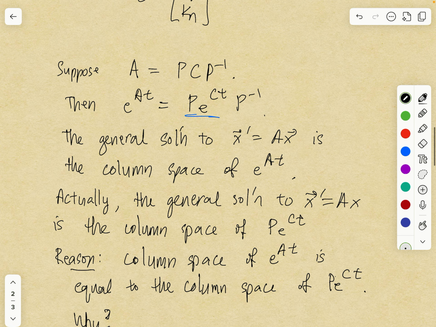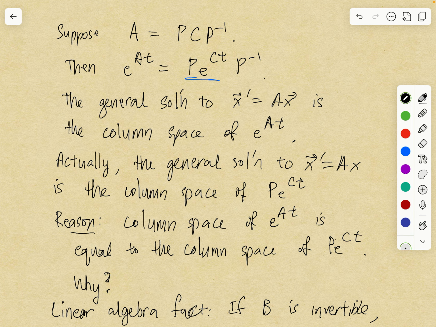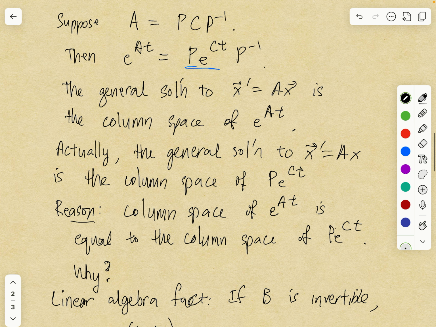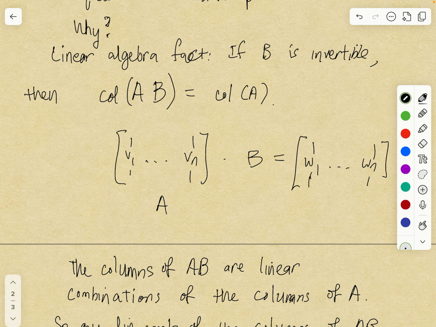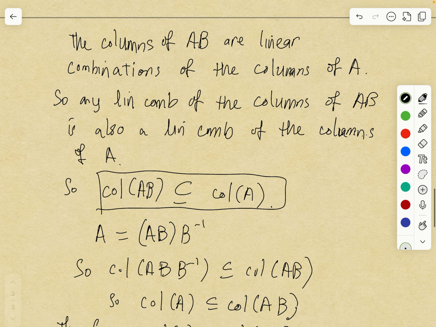So going back to this, I have e to the At equals P e to the Ct P inverse. So I'm thinking of my first matrix as P e to the Ct. My second matrix is P inverse, which is invertible. So therefore, the product has the same column space as the first matrix. So the span of the columns of e to the At is the span of the columns of P e to the Ct. So that was maybe a long-winded explanation, but basically it boils down to this linear algebra fact that I was trying to prove. Okay.